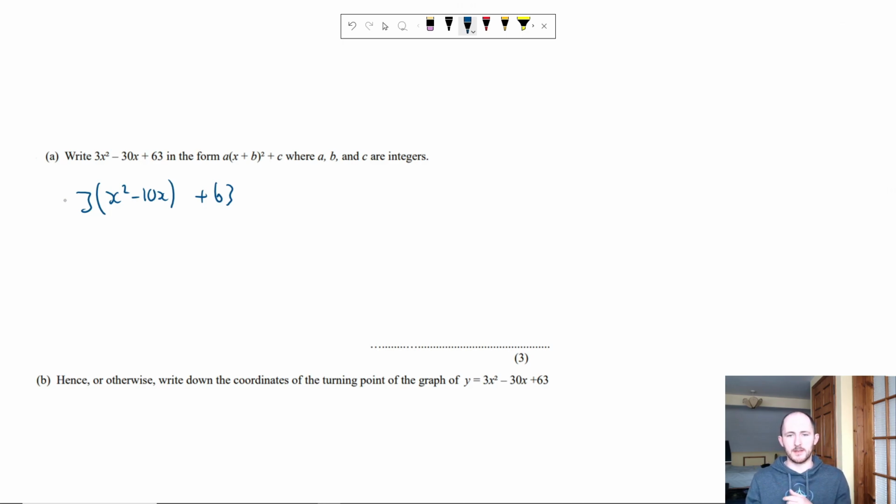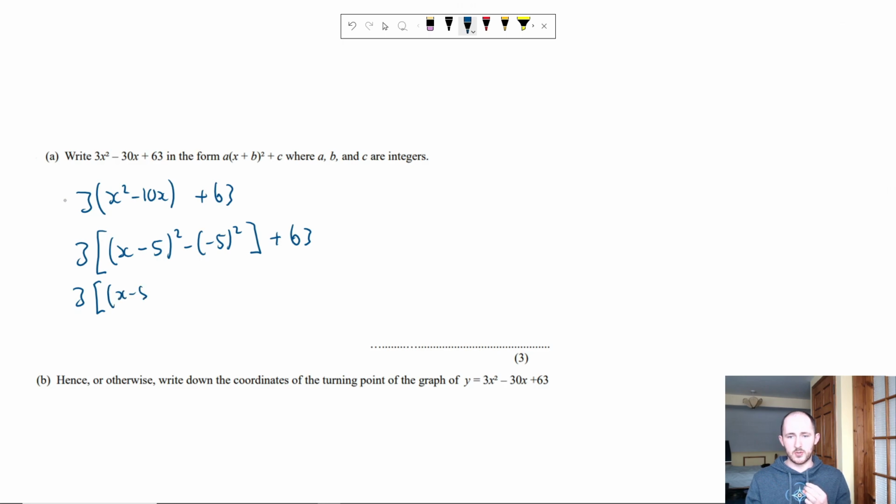You get the same answer, it doesn't make a difference. Now we do completing the square. So 3, give me my big staple brackets. x, b is minus 10, so half of that is minus 5. So we have x minus 5 squared minus 5 squared. Close those big staple brackets, add a 63 onto the end, and simplify what's inside the bracket.